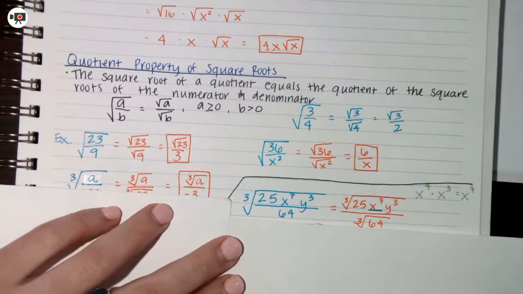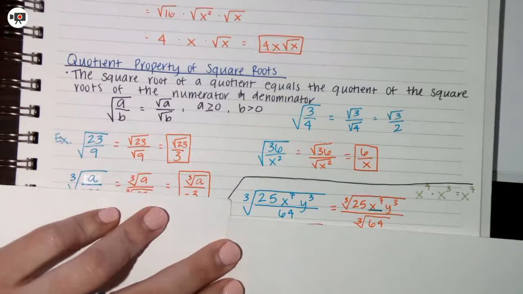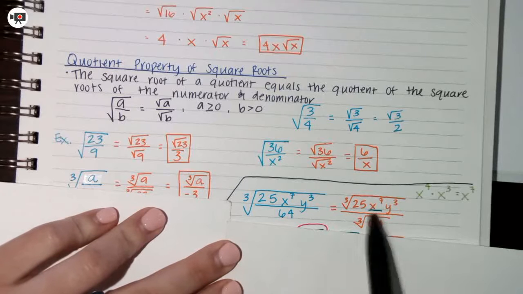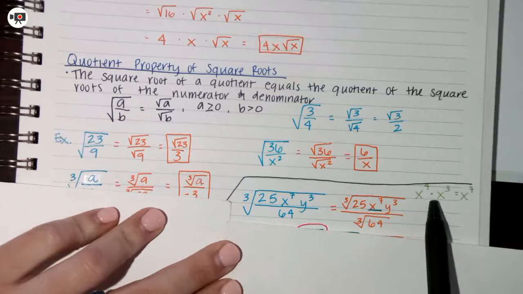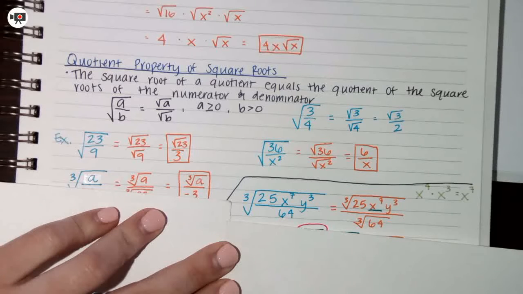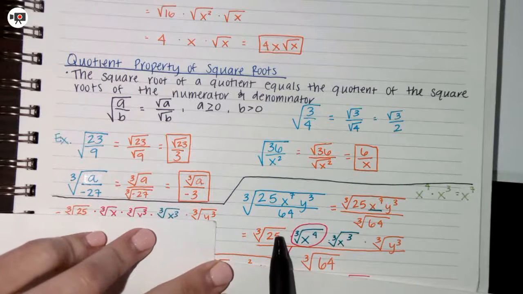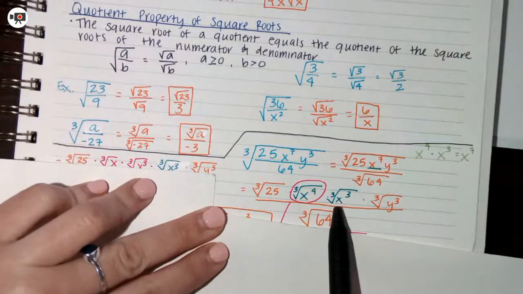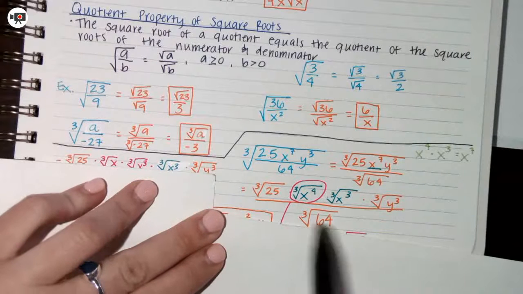If we have the cubed root of 25x to the 7th y to the 3rd over 64, we're going to split the cubed root into top and bottom. This x to the 7th I can rewrite as x to the 4th times x to the 3rd. Remember, when they have the same base, you can add the exponents together. So that will be cubed root of 25 times the cubed root of x to the 4th, the cubed root of x to the 3rd, and the cubed root of y to the 3rd over the cubed root of 64.